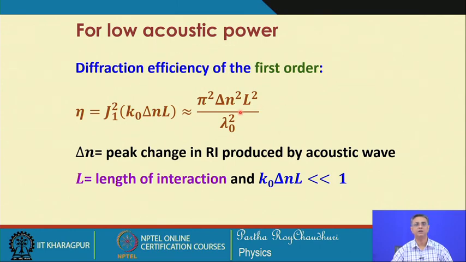We have also seen that this diffraction efficiency can be simplified in this form: pi square delta n square L square by lambda square. As a result, it depends on the peak change in the refractive index produced by the acoustic wave and the length of the interaction. Therefore, this will be less than k 0 delta n and L.